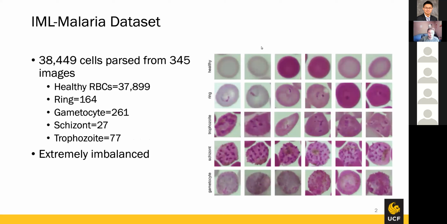So the benchmark that was published was a data set called IML Malaria, and it consists of over 38,000 cells that are parsed from 345 different blood slide images. It has a very imbalanced distribution with less than 500 actual malaria cells, and the rest being healthy red blood cells. So the challenge is sort of overcoming this imbalance and still getting good classification results.